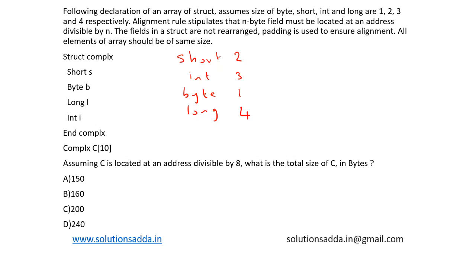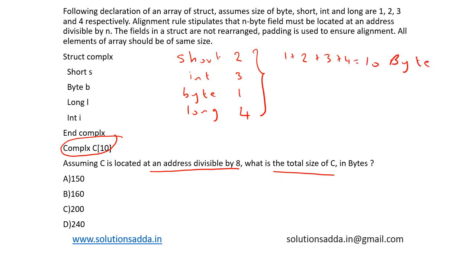Padding is ensured to have alignment and all elements of the array should be of same size. So what will be the value of C of 10? And assuming that C is located at an address that is divisible by 8, the total size of C in bytes are, and the options are given. So the total size of this structure is 1 plus 2 plus 3 plus 4, which is 10 bytes.